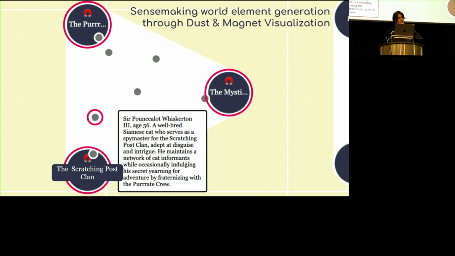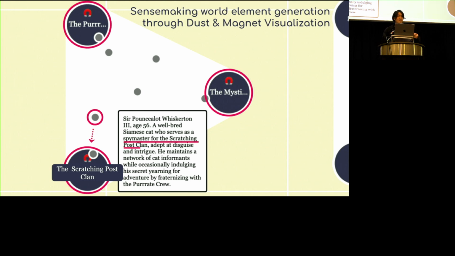So let's say there are three different factions that the user is considering. The first is the Purse something, the second is the Mystical something, and the third is the Scratching Clothes Clan. And the user is considering this character, Sir Poncelet Whiskerton the Third. If you read this underlined part, this character is a spymaster for the Scratching Clothes Clan. So this character is definitely more relevant to the Scratching Clothes Clan compared to the other two factions.